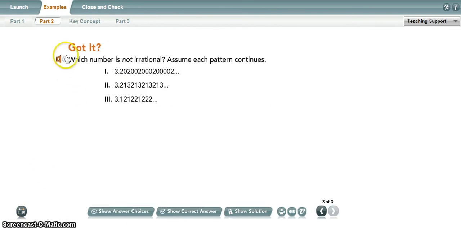Okay, you're going to want to try this one on your own again. Which number is not irrational? Assume each pattern continues. Again, pause the video, and then once you figure out your answer, you can play it again to reveal the answer.